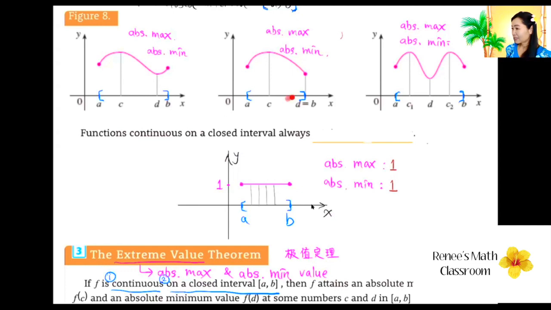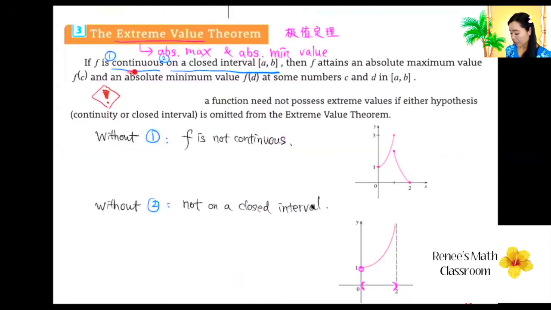As you can see from this picture, somewhere it's guaranteed to attain the absolute max and absolute min. It's kind of like an Easter egg hunt. I say I'm going to hide the egg somewhere inside the room, and I guarantee that you're going to find it somewhere. You just need to find the location, but it's guaranteed they're going to be there. There are two hypotheses, two conditions, for when you apply this theorem. Number one, the function has to be continuous.